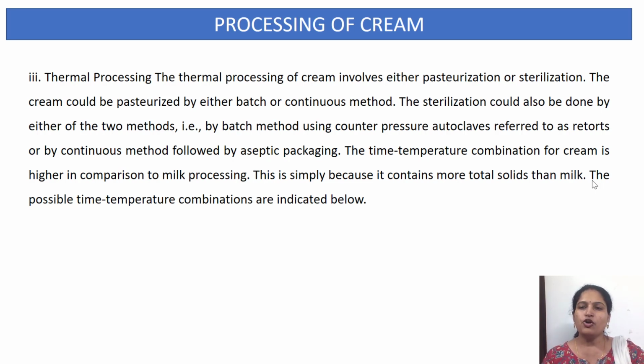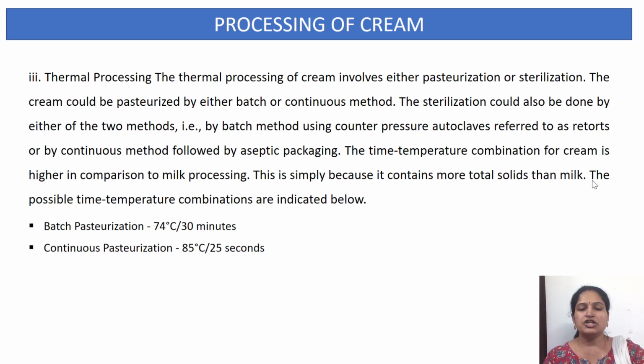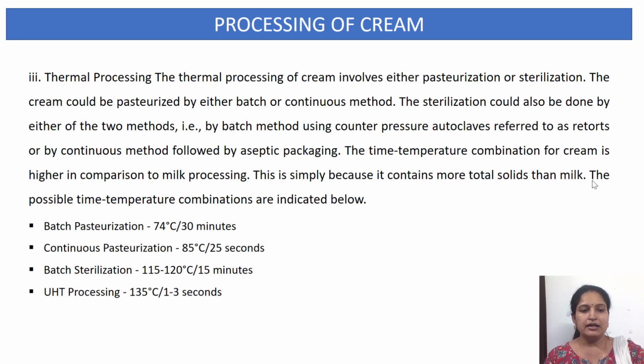The time temperature combination for cream is higher in comparison to milk processing. This is simply because it contains more total solids than milk. The possible time temperature combinations are indicated below. Batch pasteurization needs 74 degrees Celsius for 30 minutes. Continuous pasteurization needs 85 degrees Celsius for 25 seconds, while batch sterilization needs 115 to 120 degrees Celsius for 15 minutes, while UHT processing just needs 135 degrees Celsius for 1 to 3 seconds.